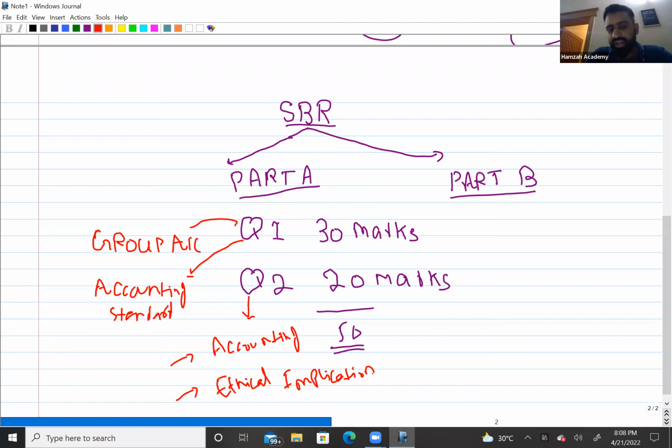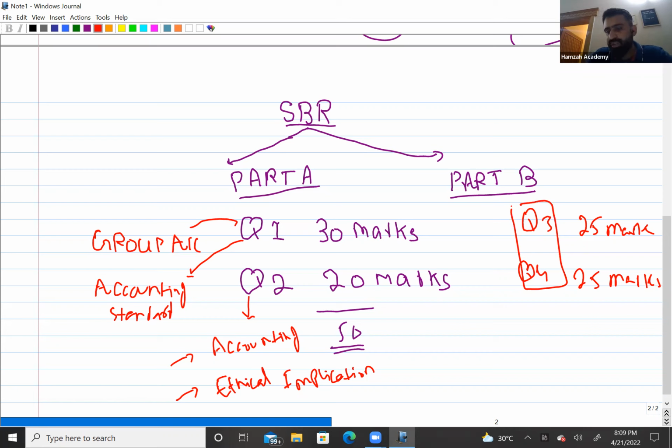In question 2 we have an accounting issue and the ethical implication of the accounting treatment or behavior of the managers or the employee of the company. And in part B we also have two questions, question number 3 and question number 4, and each question will consist of 25 marks, and both questions will be from accounting standards or conceptual framework or any other area of syllabus.